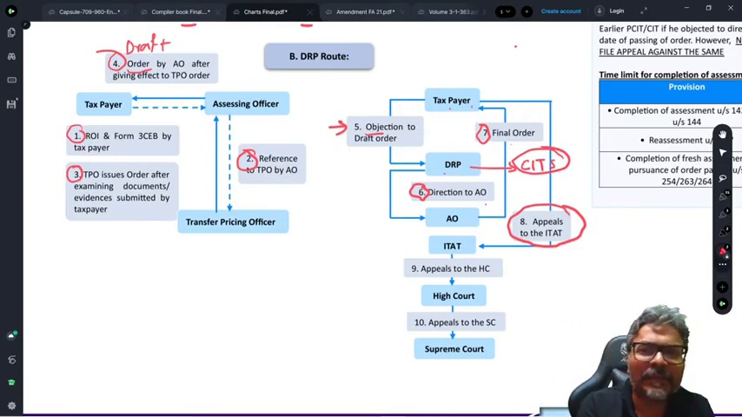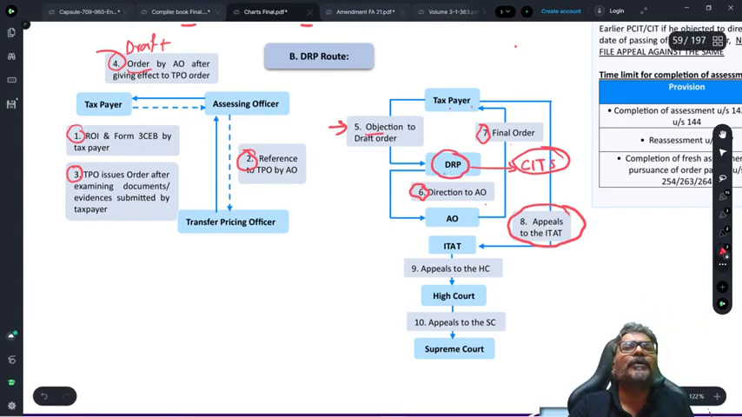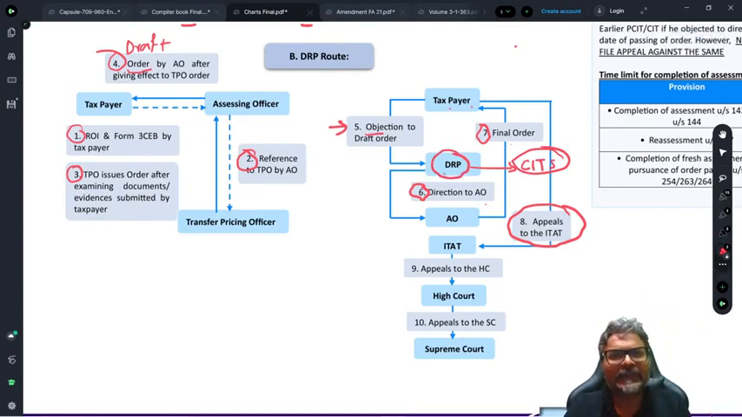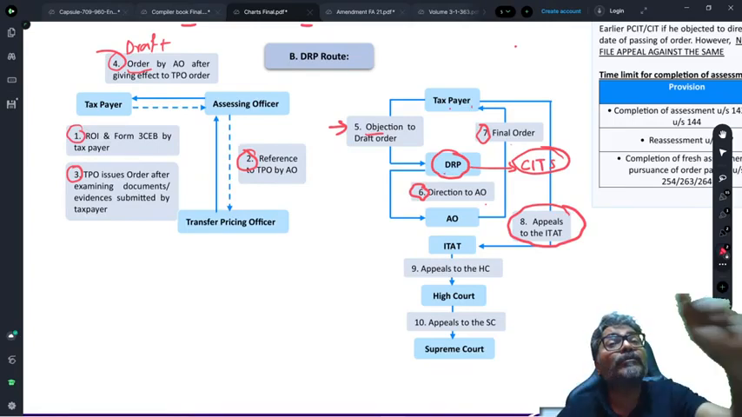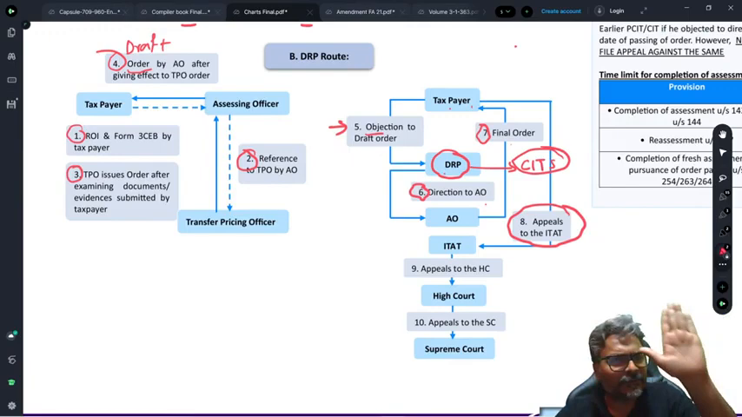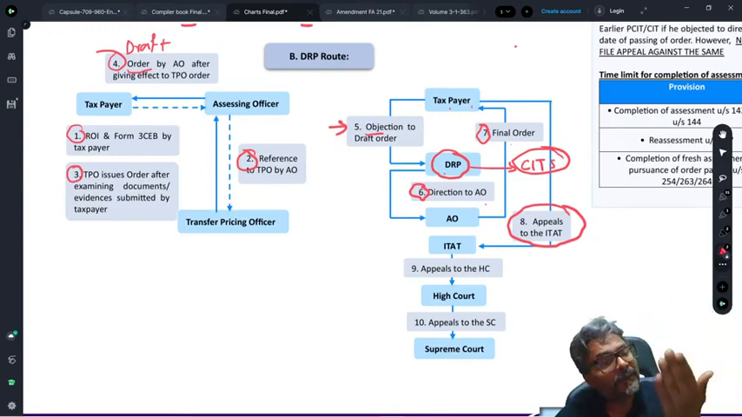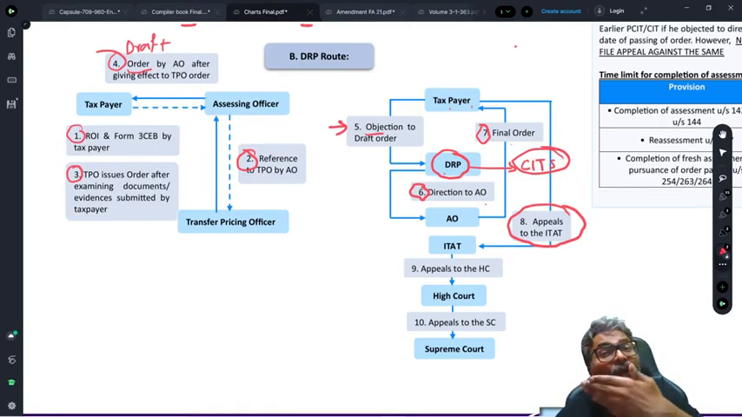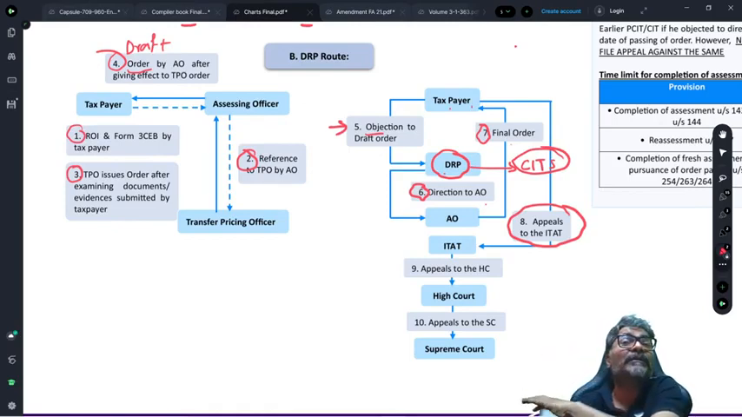The question is this: whether before the DRP, the SSC will get any opportunity of being heard. That becomes a question. So here in this context, students, what could be our answer? Please be very careful. Here it is not like the normal hearings which take place. You have the objection against the draft order of the AO. Please give the objection in a detailed manner. And once you give the objection in the detailed manner, that is it. Then the DRP will see that objection.